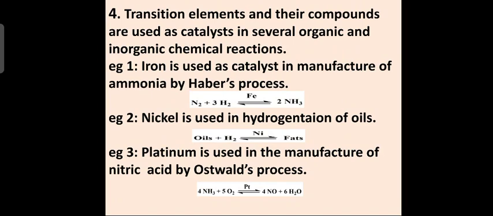Now we shall see another example. Platinum is used in the manufacture of nitric acid by Ostwald's process. Here only one equation is given. All the equations for the manufacture of nitric acid are not given.